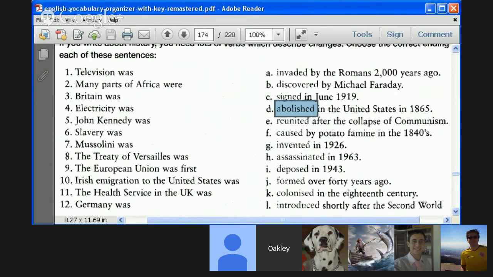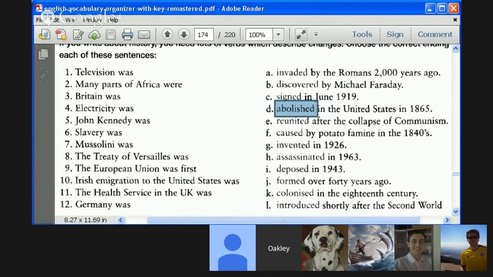Abolish is discard. Discarded. Okay, that's good. That's a good synonym. It was thrown away forever. It was gotten rid of. It was ended. Ended permanently. Yeah, that works.